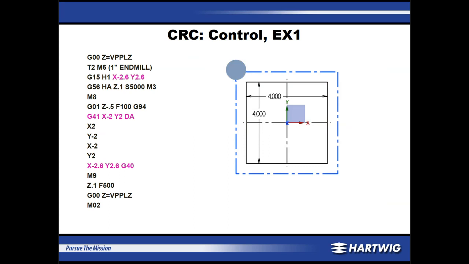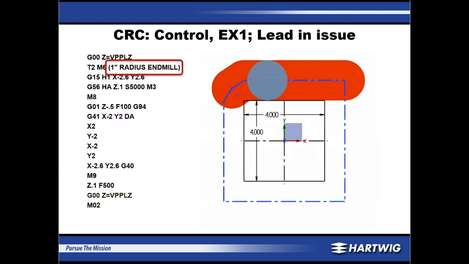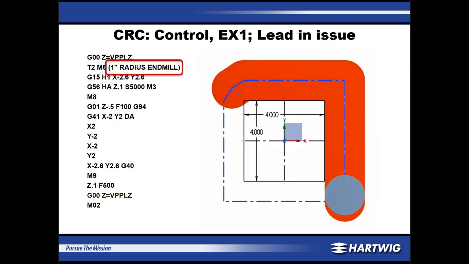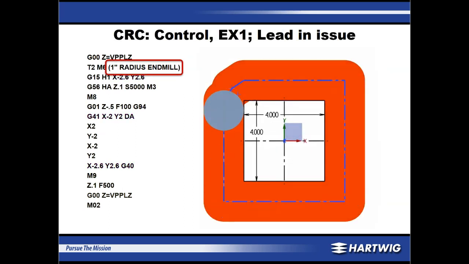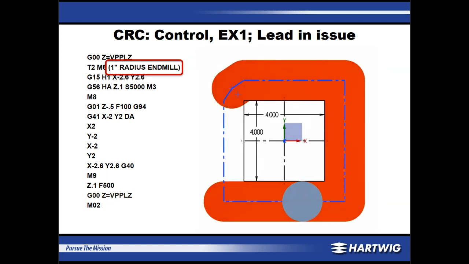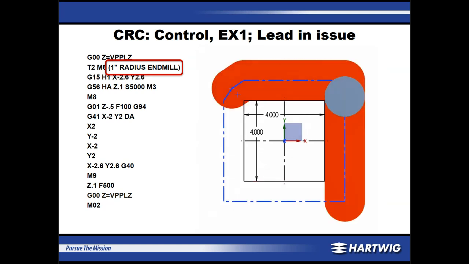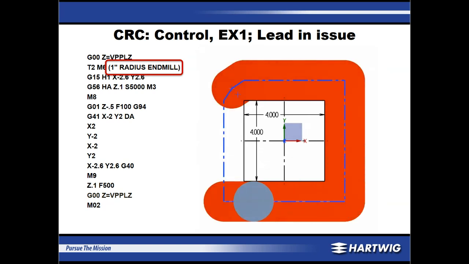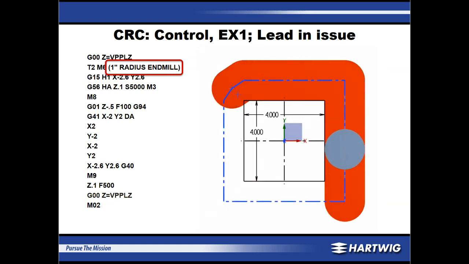And we use a G40 to cancel our cutter compensation. One of the problems that we can have whenever we're using cutter radius compensation is that you cannot have a big enough lead in. Here I'm going to charge this mistake to the programmer. He put a comment in there that this is a 1-inch radius end mill. Now the programmer meant that it was a 1-inch end mill with a radius bottom on the end of it.